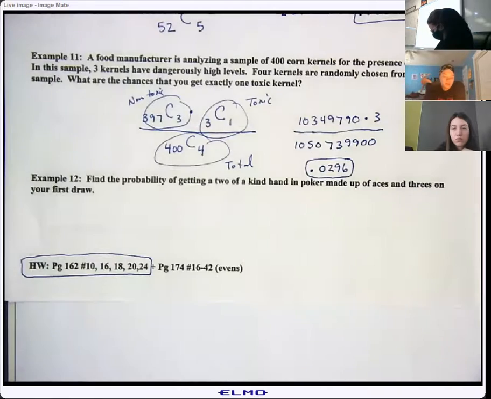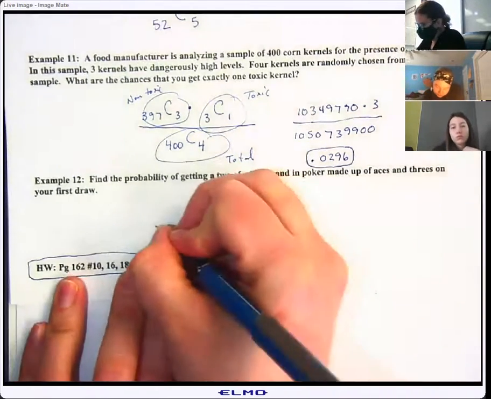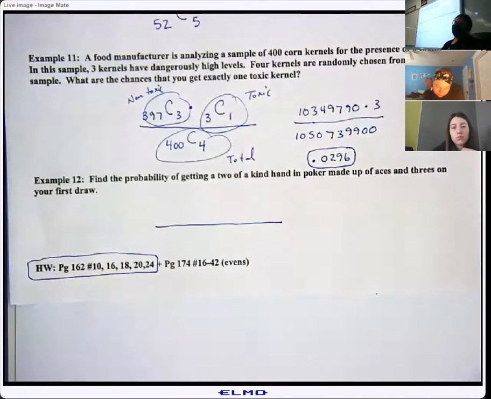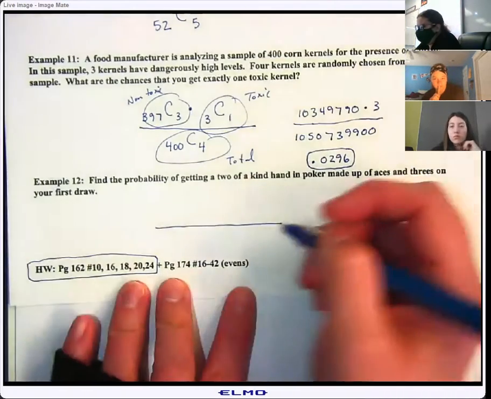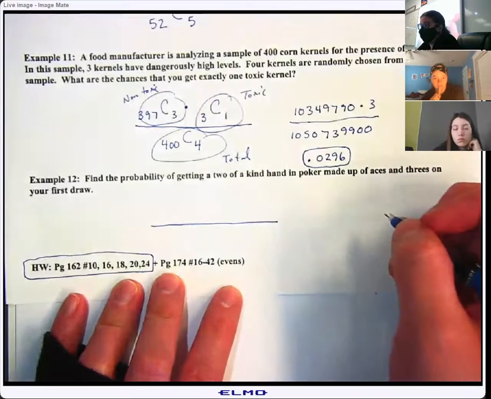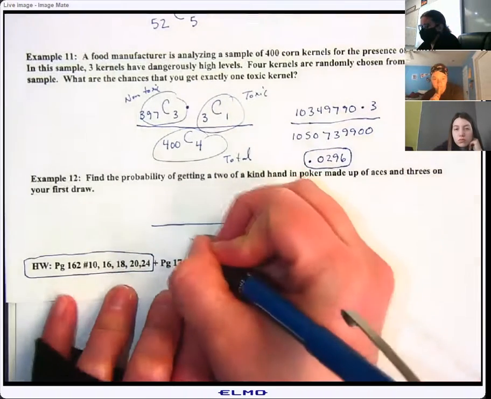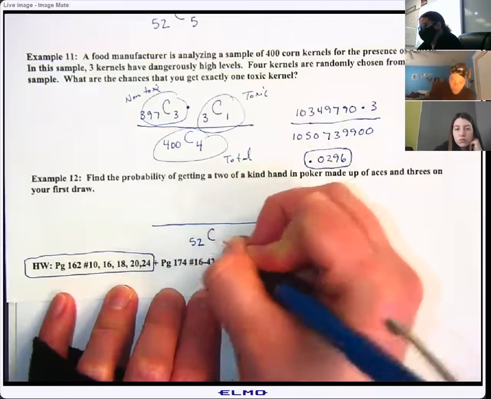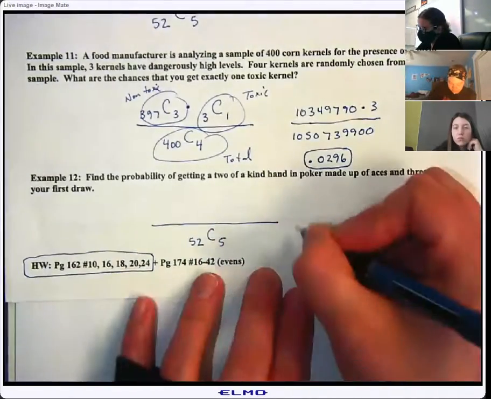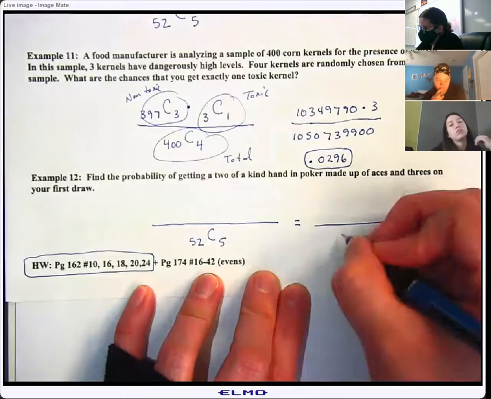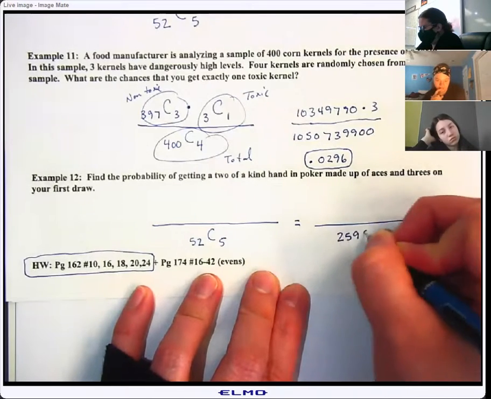Only one problem left, which is a poker problem. Are you guys ready to keep going? On the bottom of the poker hand, we're picking 5 cards, right? So there are 52 cards and we're choosing 5 of them, and it doesn't matter the order. We already know that number, that's this.